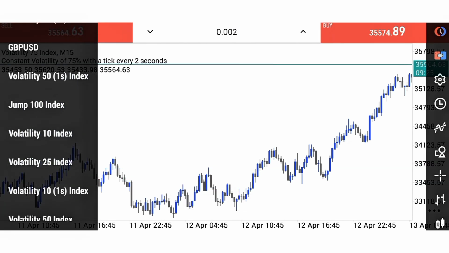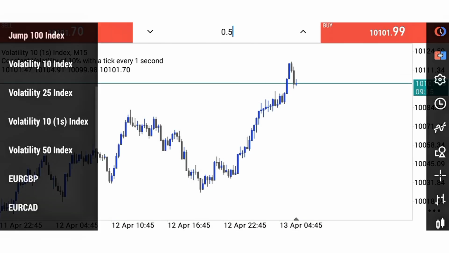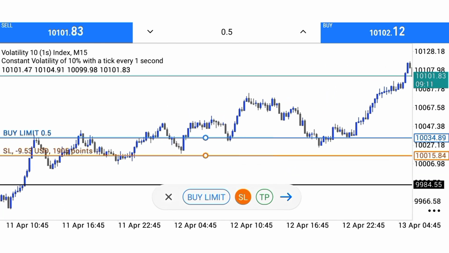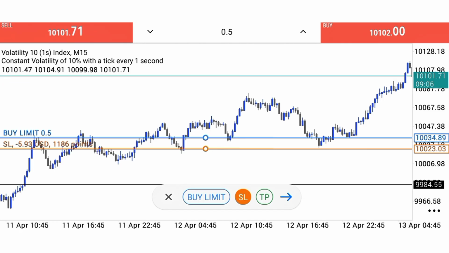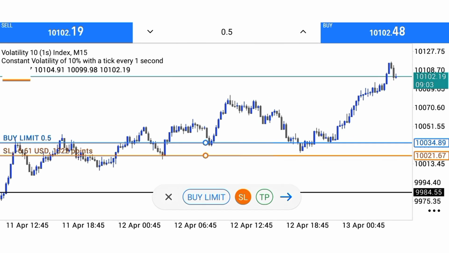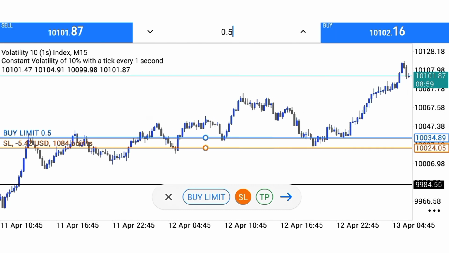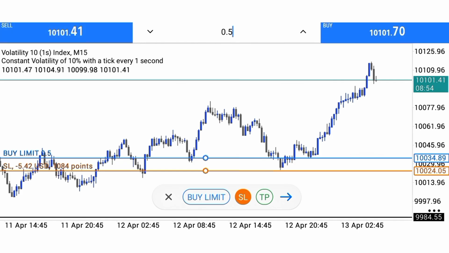Now, if you go down to, let's say, volatility 10 1s, even with this lowest lot size of 0.5, it's still very risky compared to volatility 10. So when you have your SL here, your stop loss here, you are already risking 5.93. If this was on volatility 10, you'd be risking, let's say, 3 point something. But right now we are on volatility 10 1s, so you are risking more on your trade.